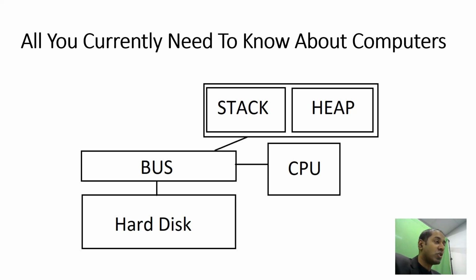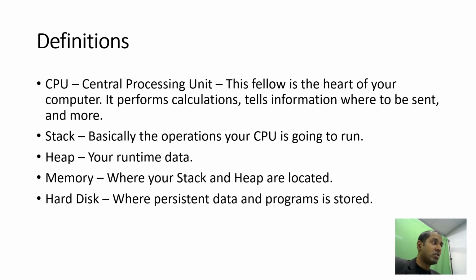First term I want you to know is the CPU, or Central Processing Unit. The Central Processing Unit is basically the heart of the computer. It performs calculations, tells information where to be sent, like what device to be sent to, and much more. It basically makes the decisions for your computer.